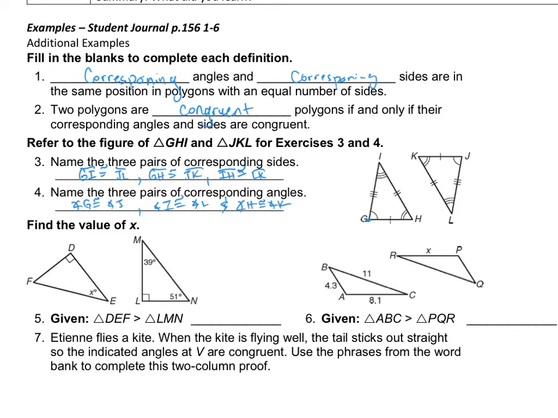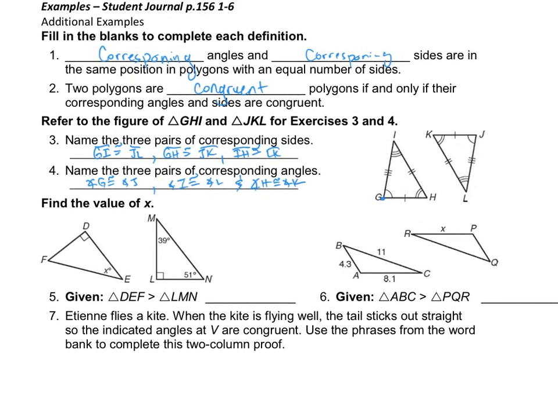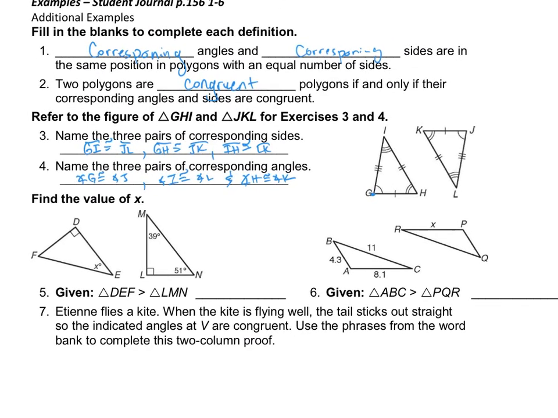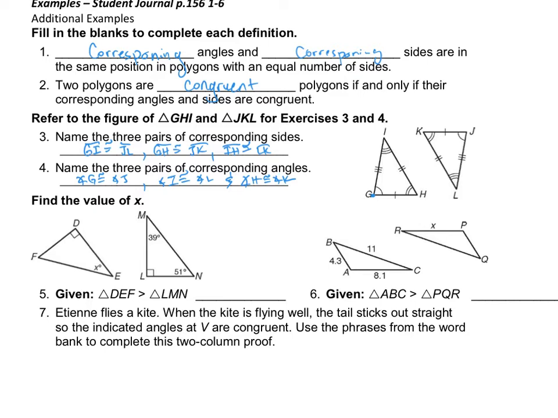All right, next, find the value of X over here. Let me move this over a little bit so I can see what's going on. We are given that triangle DEF is bigger than triangle LMN. So this triangle is greater, but I still need to find this X. Well, it doesn't matter if it's greater. The angles will still be the same, right? The sides will be different, but the angles will be the same. So D goes with L. E goes with M. So X is going to be 39.